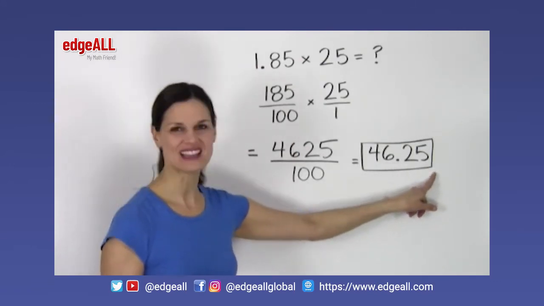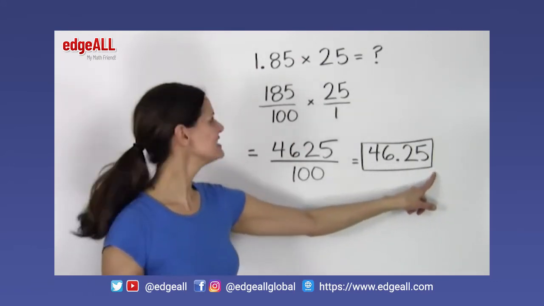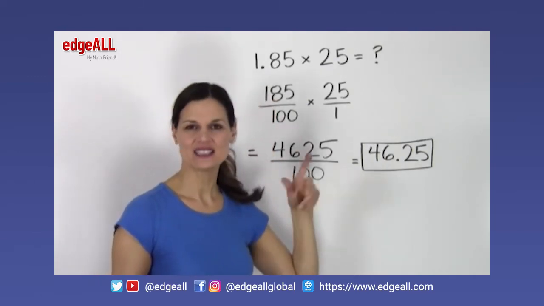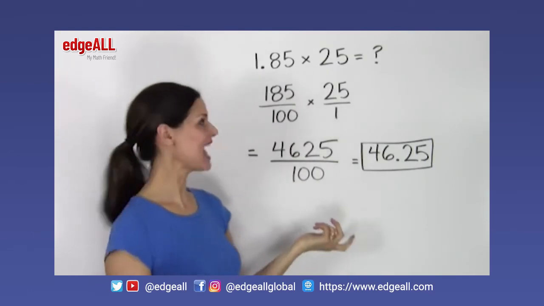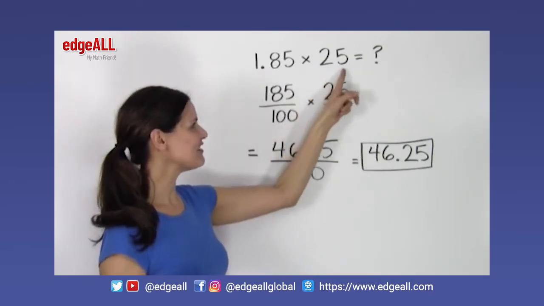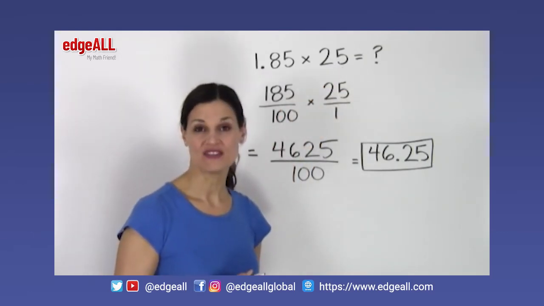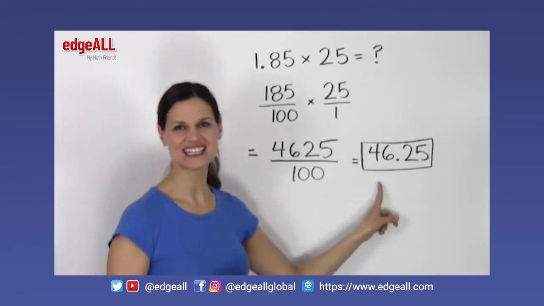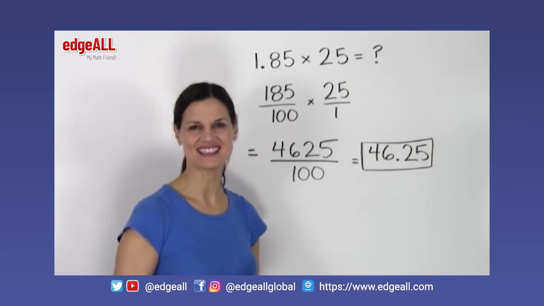And one way you can look at this in the real world is if, for example, you had a candy bar that cost $1.85 and you bought 25 of them, maybe one for each person in your class, you would end up spending $46.25 on your candy bars.